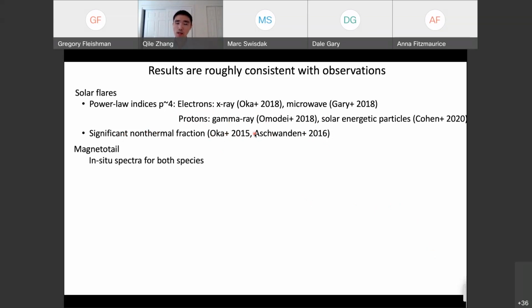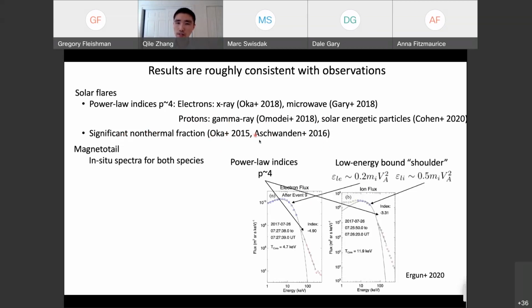In the case of the magnetotail, we have in situ observations of the energy spectra for both species. Here, for example, is an event observed by the MMS mission at the magnetotail, reported by Ergun. And this is the spectra. The power law index around 4 in the simulation is roughly consistent with the range of indices inferred from this event. And the low energy bound, this kind of shoulder in our simulation here, also agrees reasonably with that in the observed spectra.